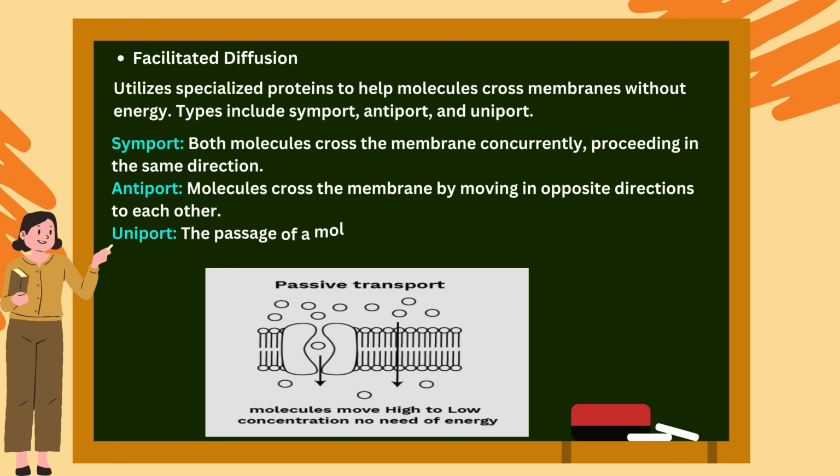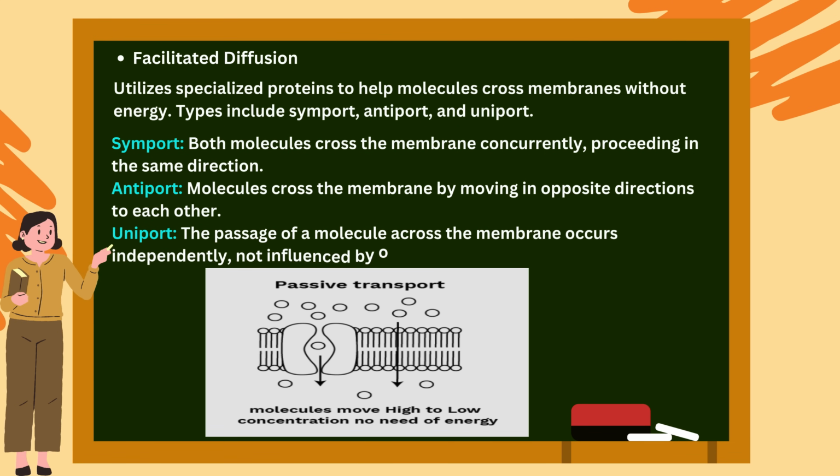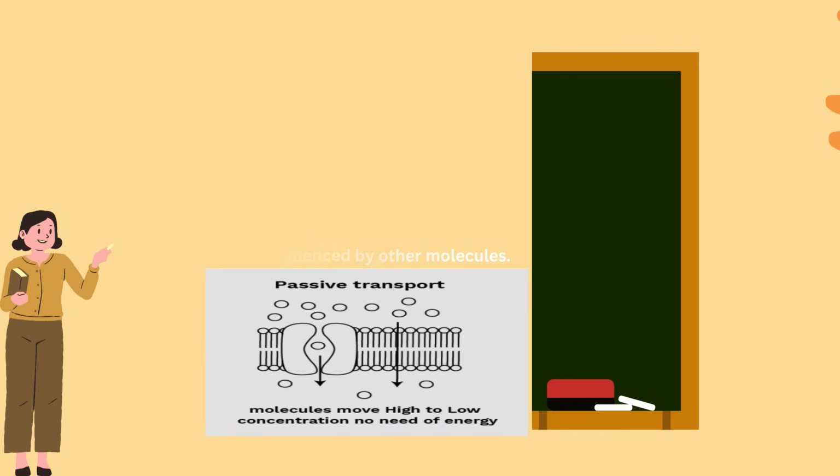Now talking about these three types, first is symport. Both molecules cross the membrane concurrently, proceeding in the same direction. Second is antiport. Molecules cross the membrane by moving in opposite directions to each other. Third is uniport. The passage of a molecule across the membrane occurs independently, not influenced by other molecules.